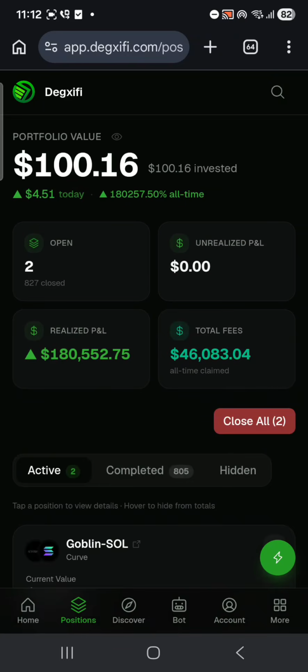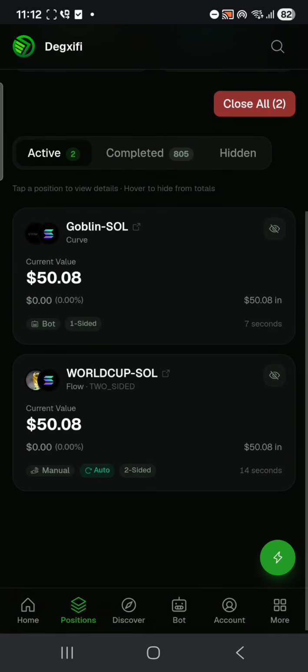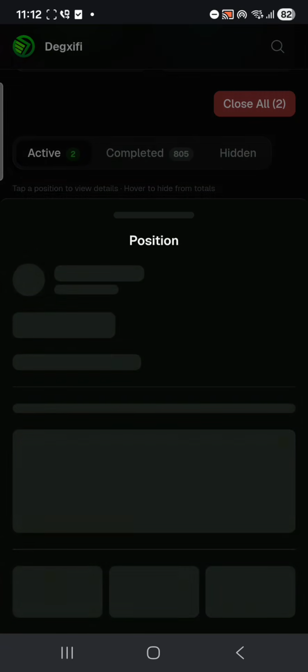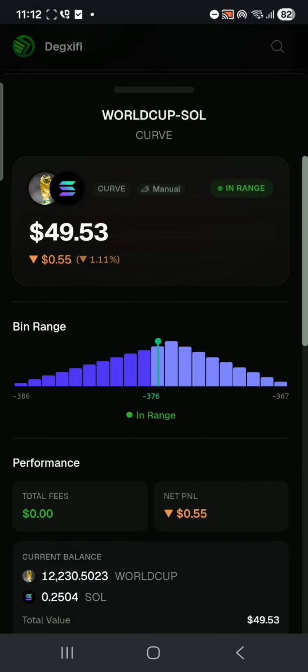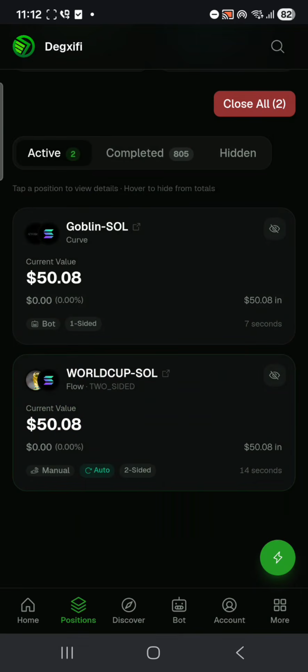So let's see. Okay, I think the autonomous bot has started opening some already, because I currently have 2 positions open right now. So one has been opened by the autonomous bot. It's not yet in profit. This one is also not yet in profit. So we're going to allow these positions to run, and once they enter profit, we are going to close them.